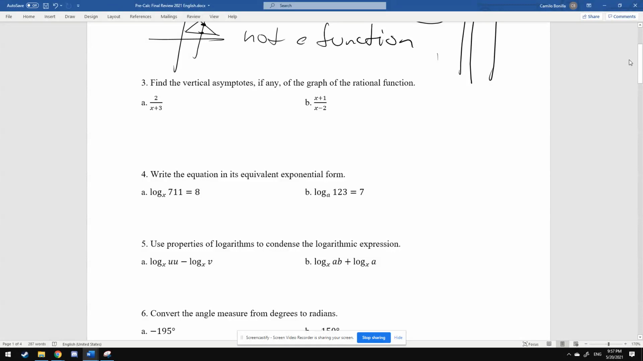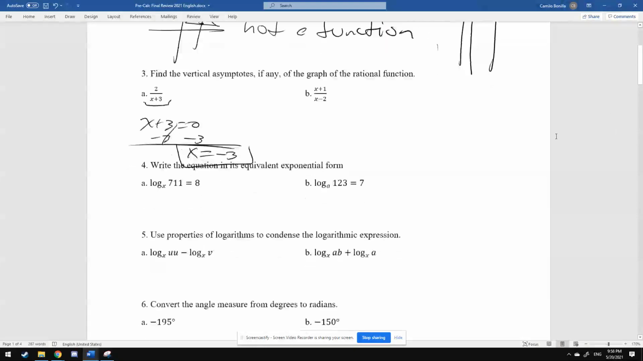For vertical asymptotes, it's simple. Take the denominator, set it equal to 0, solve, and this will be your answer. Okay, easy peasy lemon squeezy.